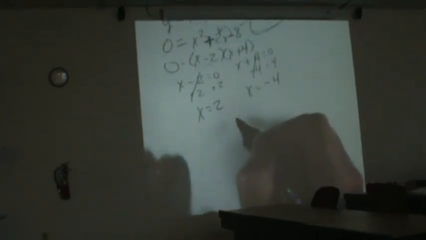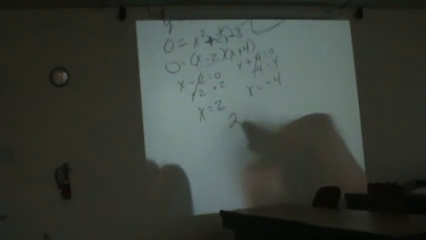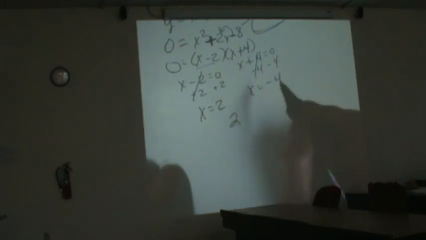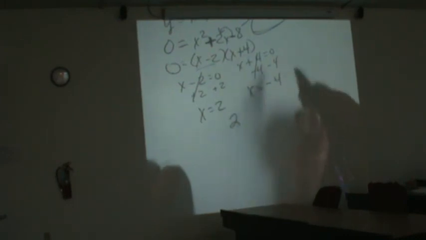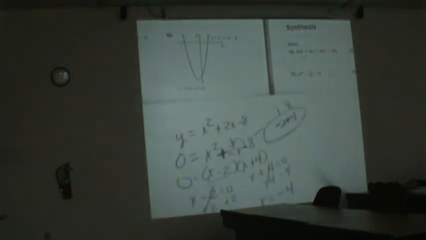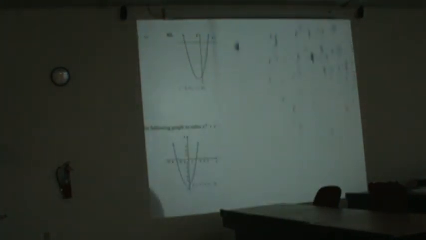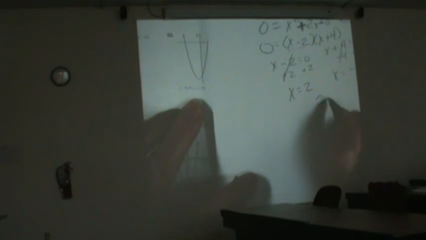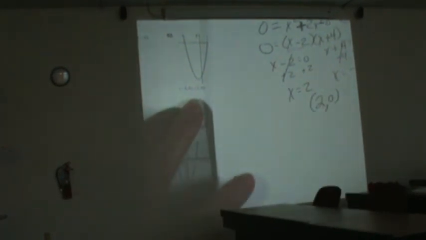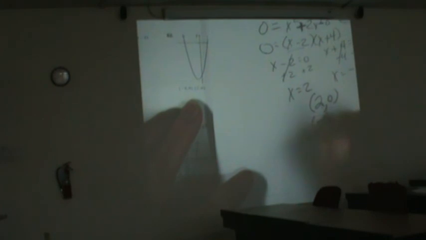So you have the 2. 2 is one of the places it crosses x, and negative 4 is one of the places it crosses x. The difference in your answers is it says it wants the x-intercepts. The 2 is your x, y is 0. So you're going to put it in coordinates. Your answer looks a little different: 2, 0, and the negative 4, 0.